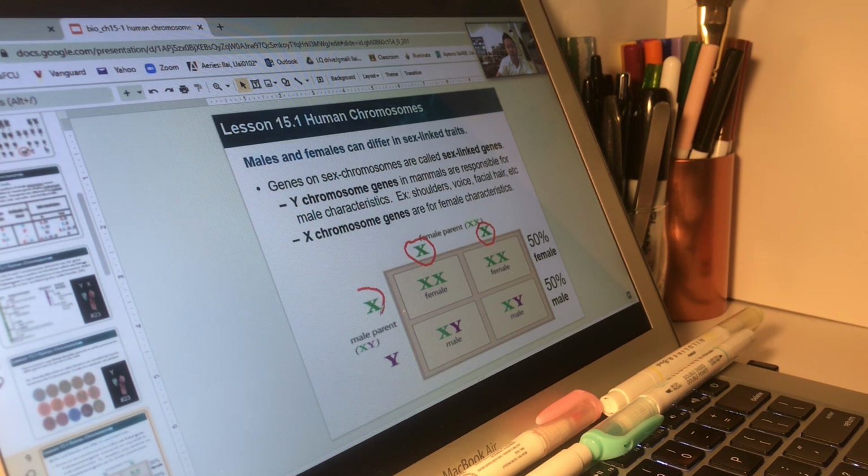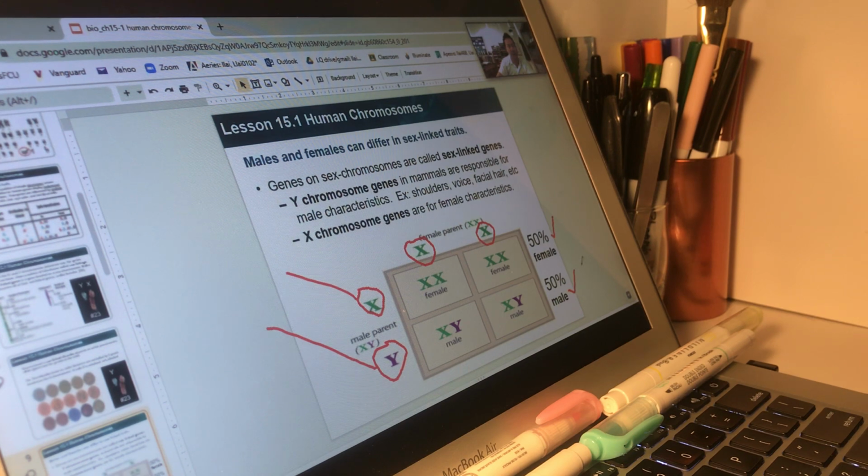Each of the sperm has either an X or a Y, okay? So this is your sperm. 50% of the sperm is female, 50% would be male, right? And 50% eggs. So it's always 50-50. Now, when a man and a woman have a baby, there's a 50% chance she will have a female daughter and a male daughter.